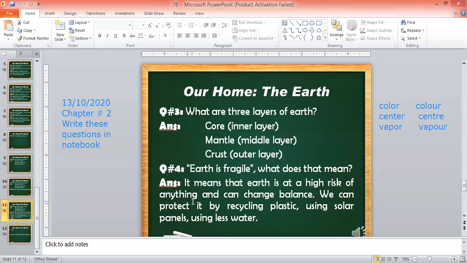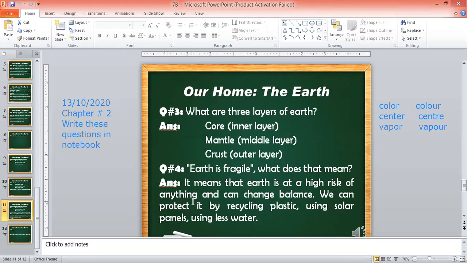So we always have to recycle the plastic and use the solar panels to rely less on electricity. If we use the solar panels, then we rely less on oil or other fuels. If we use solar panels for electricity, we rely less on other fuels. And the third thing is using less water.